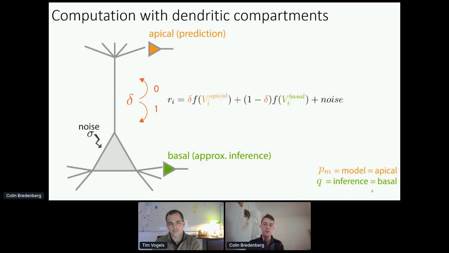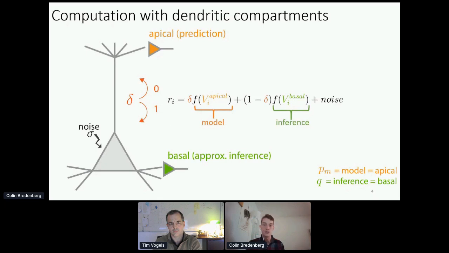We can formalize the dynamics of our example neuron with the following equation, where V apical is the voltage in our apical compartment, V basal is the voltage in our basal compartment. The activity is determined by one of these two signals depending on delta, with noise added on top.